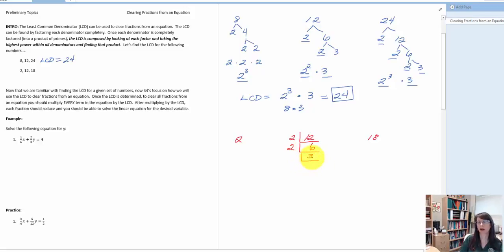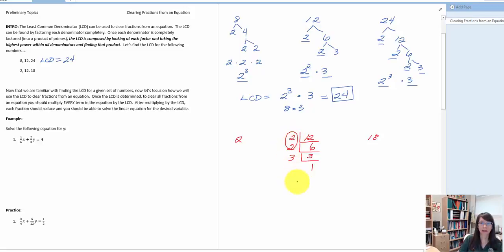Once again, I'm going to divide 3 by a prime number. So the only prime number possible to divide 3 would be 3. That leaves us 1. When you end up with 1, you know you are done factoring. So this is a nice way to collect your factors.